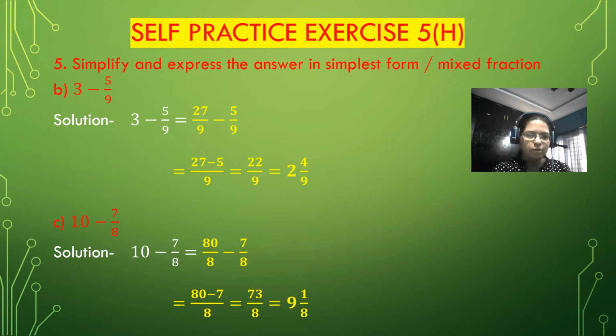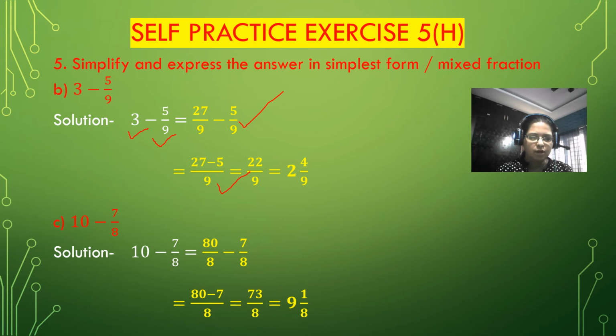Now we solve second bit B. 3 minus 5 divided by 9. We can write the number 3 as 27 divided by 9, whose denominator is also 9, equal to the denominator 9 of the fraction 5 divided by 9. We multiply the number 3 with denominator 9. 3 multiplied by 9 is 27. 27 minus 5 is 22.